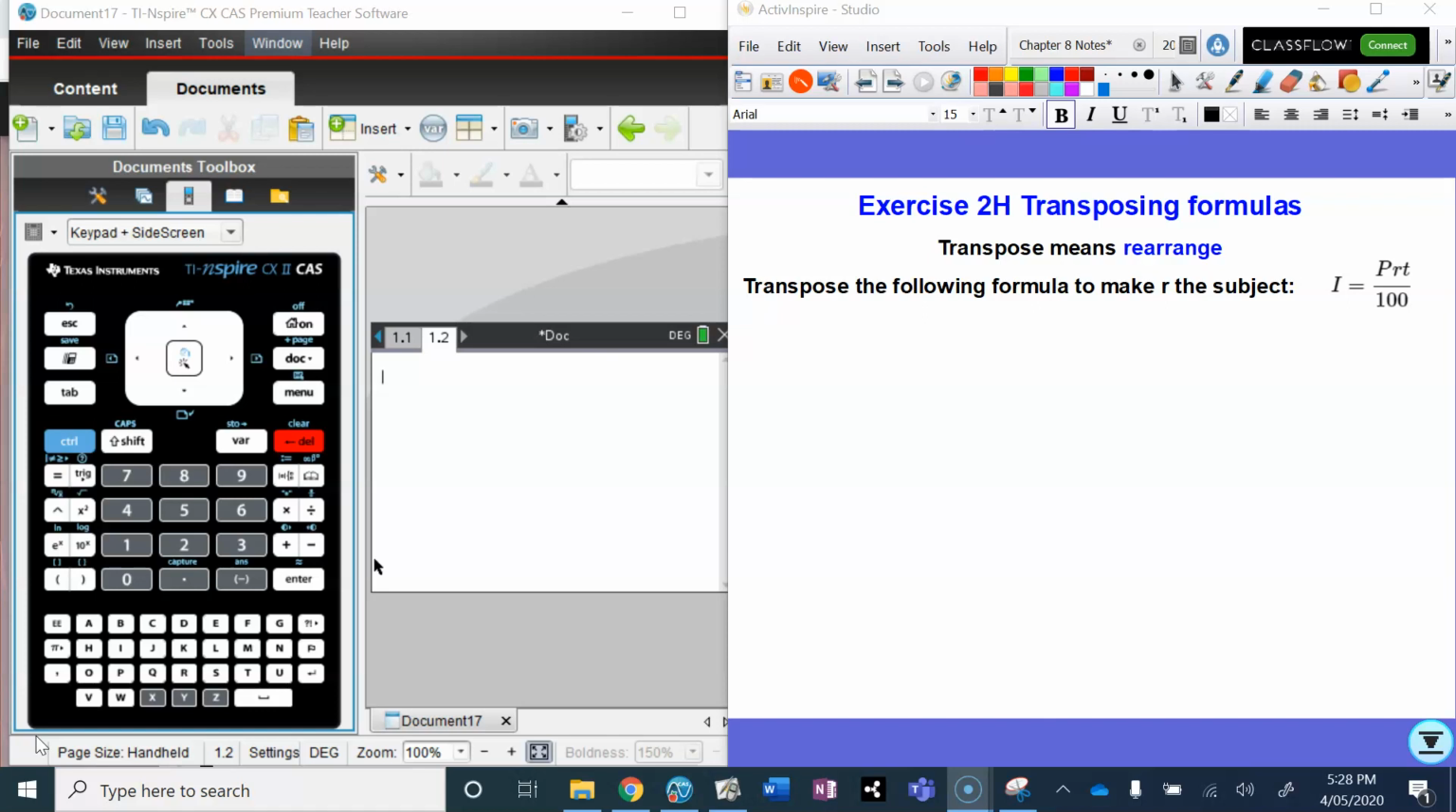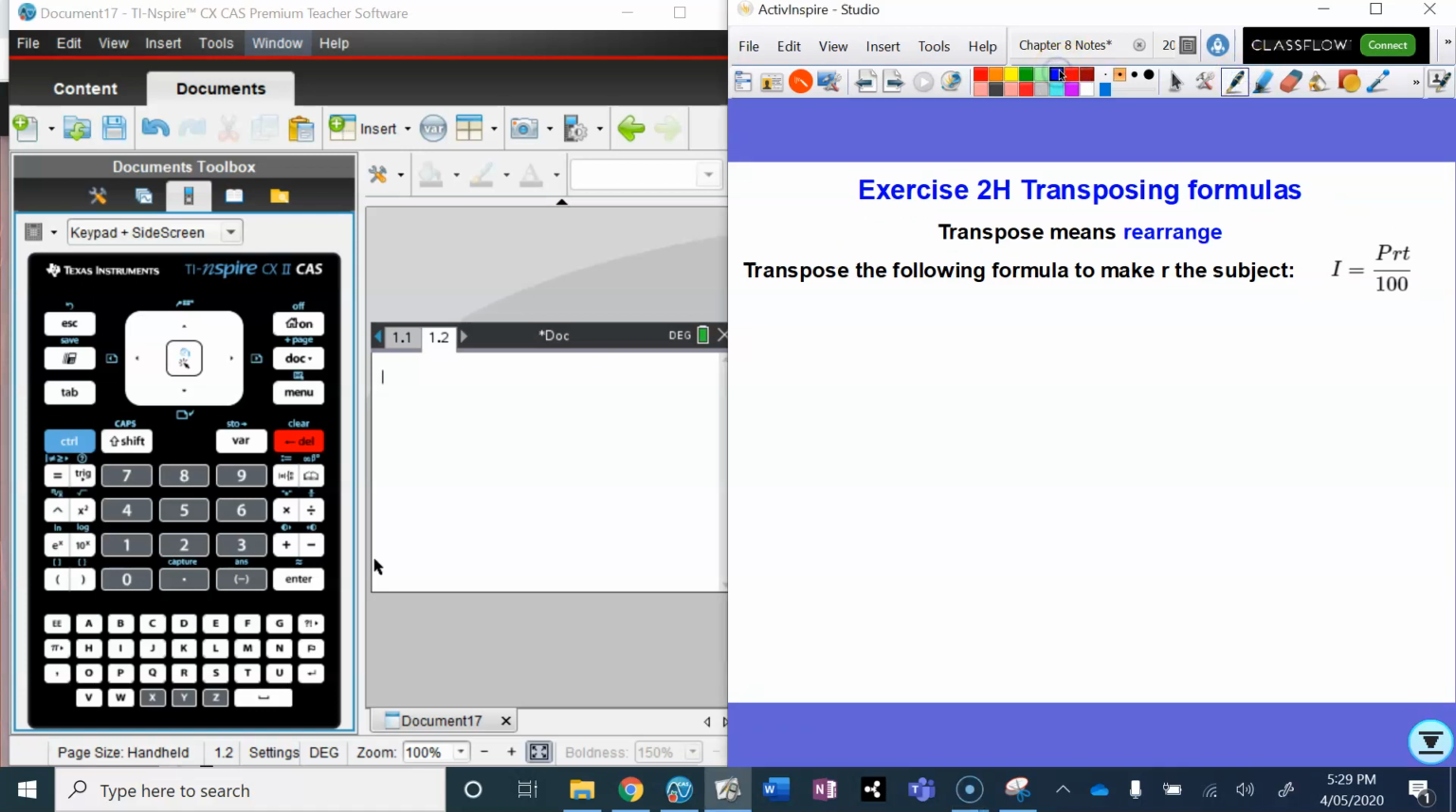So when we ask you to transpose the following formula to make R the subject, at the moment in that formula, I is the subject. So in English, what that question is asking you to do is to rearrange that formula to make it in the form R equals something. So you can do that relatively easily by hand.